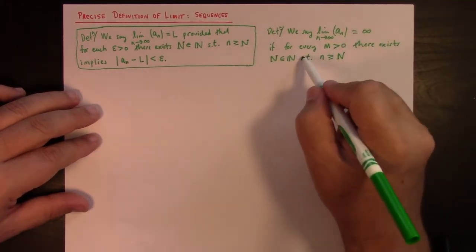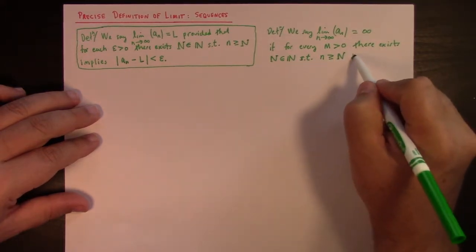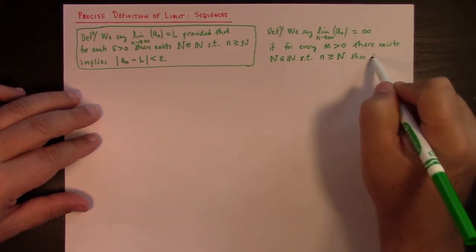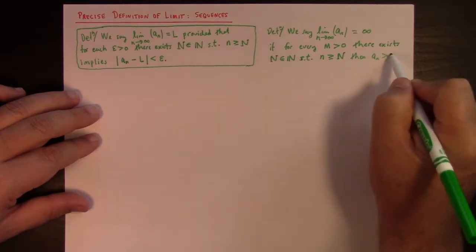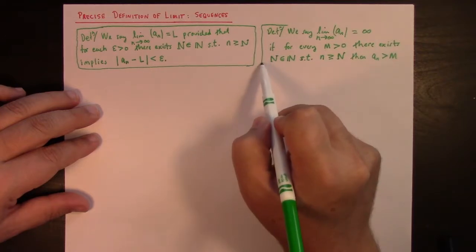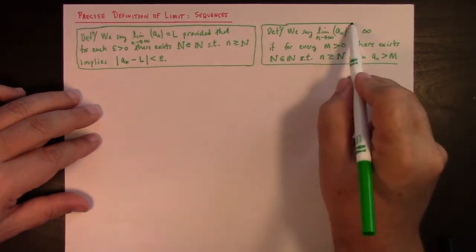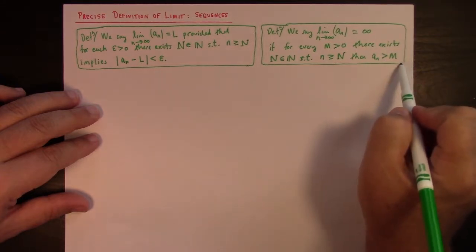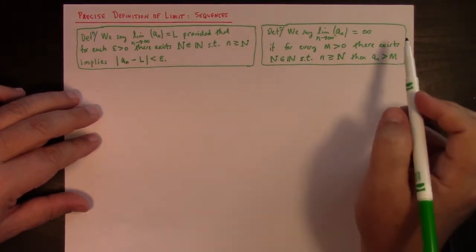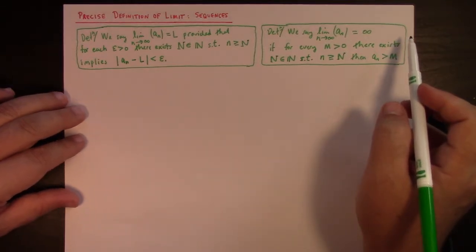Such that if little n is greater than or equal to big N, then a sub n is greater than M. So this careful definition is basically saying, if you want to make it bigger than M, well, if you go far enough out in the sequence, it's bigger than M. Such a sequence, of course, is said to be unbounded. A similar definition can be given for negative infinity.